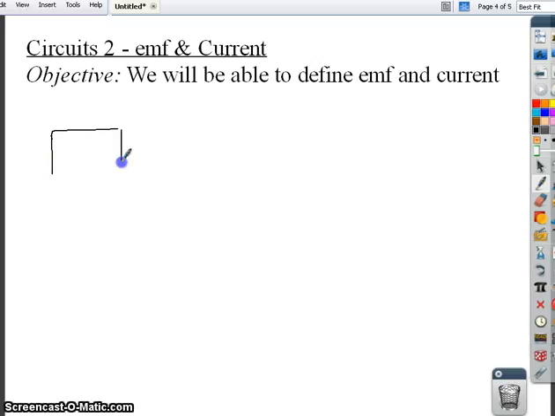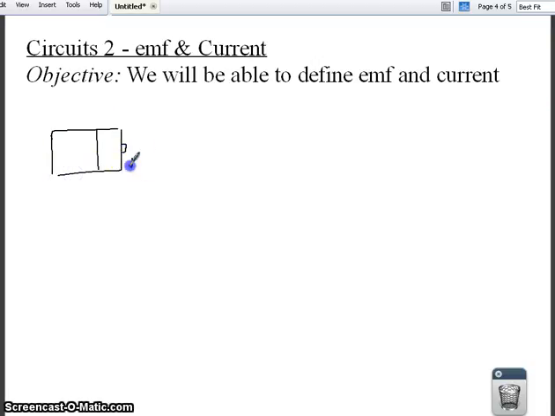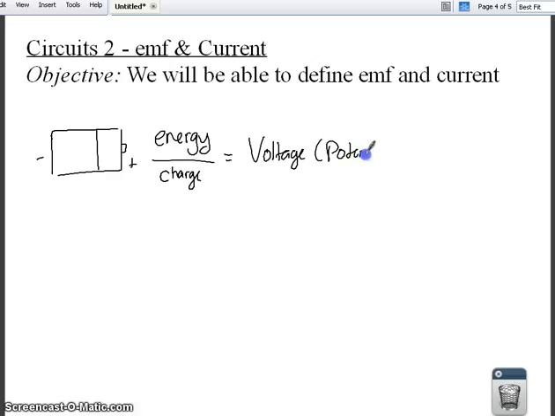All batteries, as you can imagine, have a certain amount of energy that they can produce, distributed amongst a certain amount of charge. And as you can tell from this equation, this is the formula for voltage or potential difference. So a certain amount of energy per charge. This is the formula for voltage.